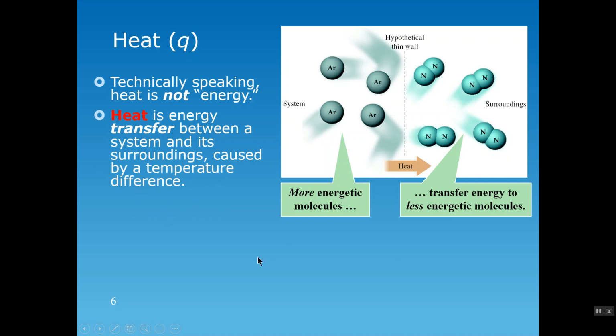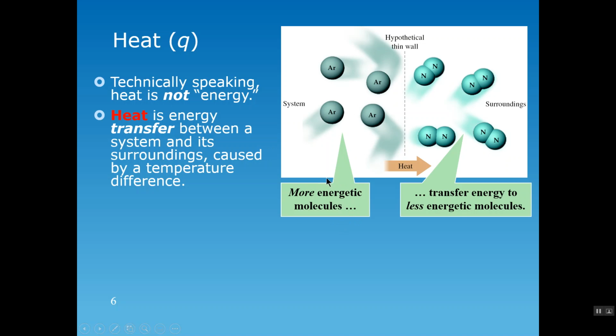And here is a hypothetical example of how this works. We have a thin hypothetical wall, and separating that wall is, on one side, the surroundings, which contains nitrogen gas, and the other side, which contains argon gas. Argon gas will be a part of the system. In this particular situation, the argon gas will have more energy because the temperature is higher here.